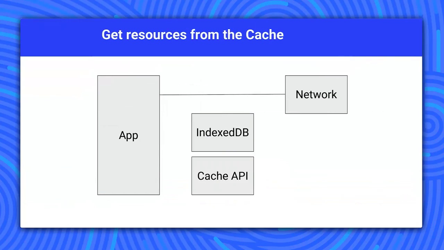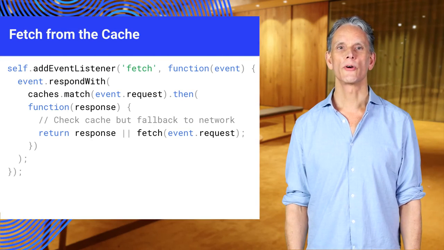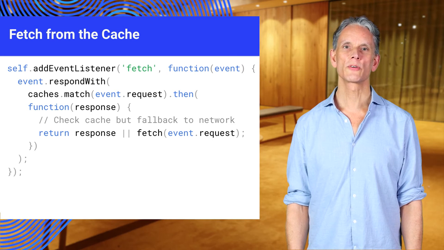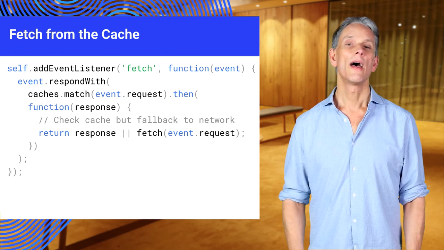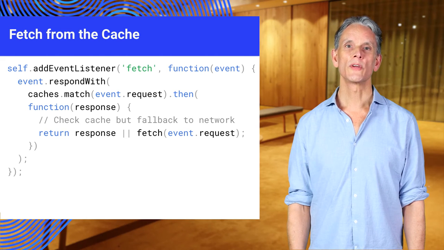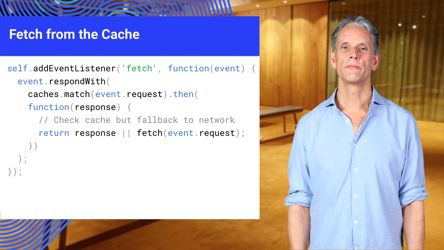Now, we can also get resources like HTML, CSS, JavaScript, and images from the cache instead of the network. Here we add a fetch listener to the service worker. When a fetch is made for a resource, we try to find the resource in the cache and return it. However, if it isn't in the cache, we still want to go to the network for it.